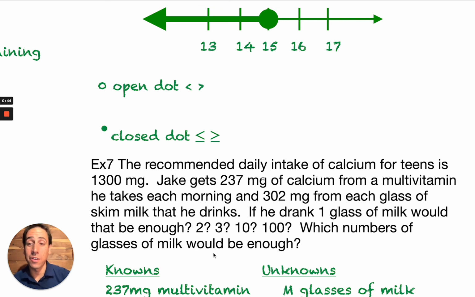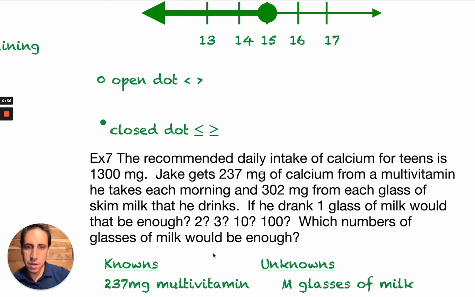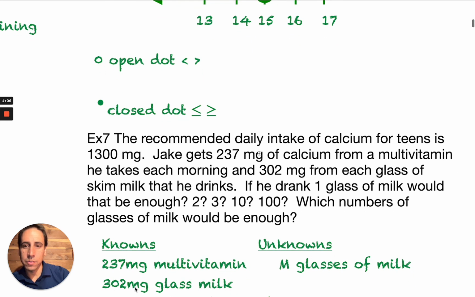Let's go knowns and unknowns, because it's a word problem, and it's a great habit to be in, and it's also required in my class when you get to ALEKS word problems. Okay, so knowns. What do we know? He's got this multivitamin he takes every morning, 237 milligrams. He also knows that every glass of milk that he drinks, he can get 302 milligrams of calcium. What don't we know? We don't know how many glasses of milk he's going to drink.